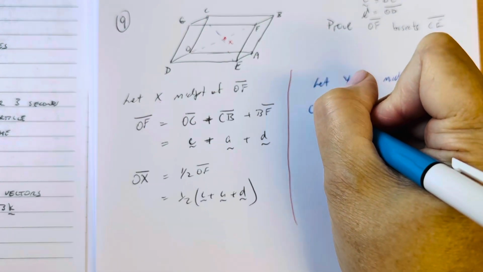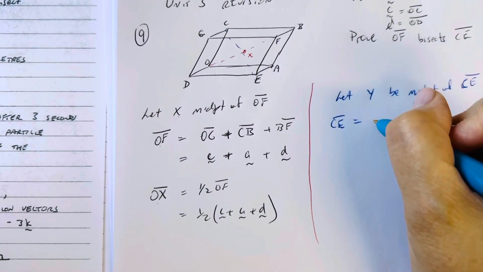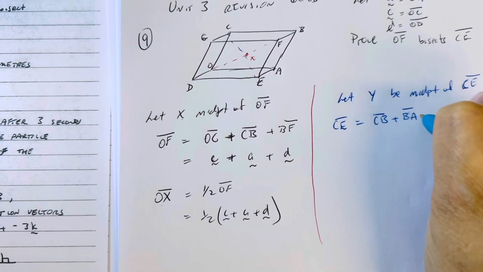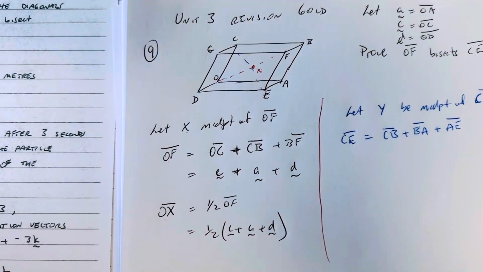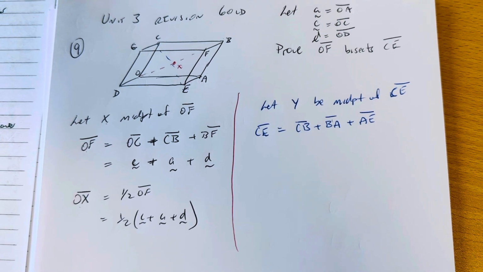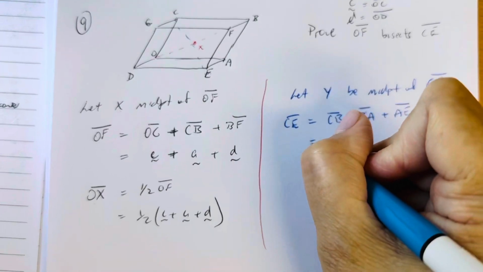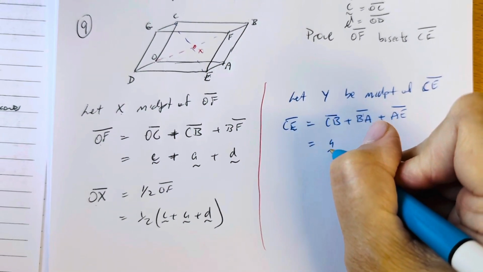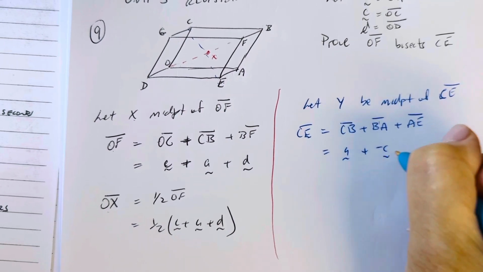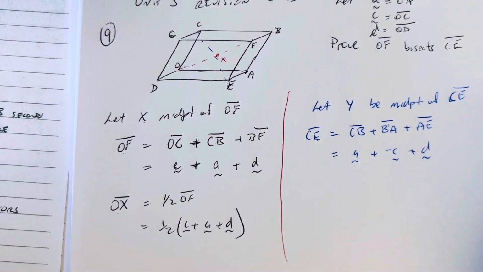Let's first work out what C to E is. If I went from C to E, I'd go from C to B, or B to A to E. You may have chosen a slightly different path. That is fine. It will still all come out in the answer correct. C to B is A. B to A will be negative C. A to E is D.